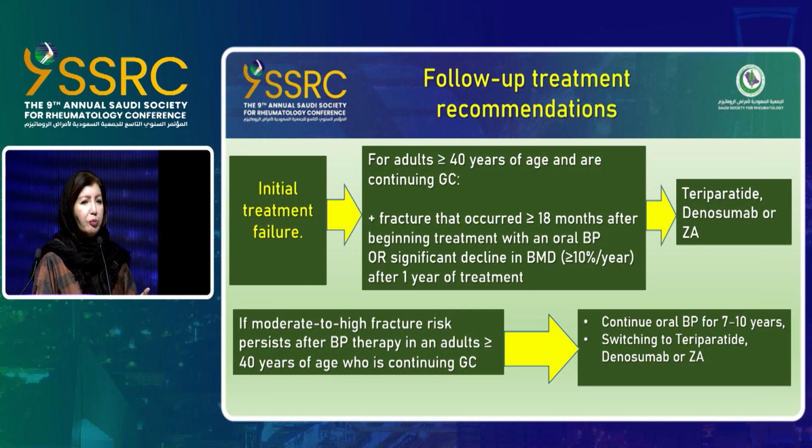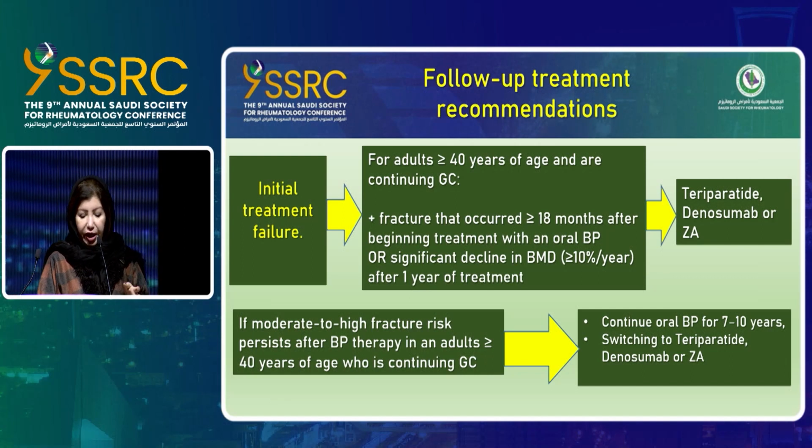What about follow-up treatment? How do you define the failure of treatment? The failure of treatment for older patients is if they fracture 18 months or more after beginning treatment with oral bisphosphonate, or if there is significant decline in bone density. So you have to know the definition of failure of treatment. If this happens, you have to switch to either teriparatide, denosumab, or ROMO. Or zoledronic acid or ROMO if you are stuck, which I don't think will happen.